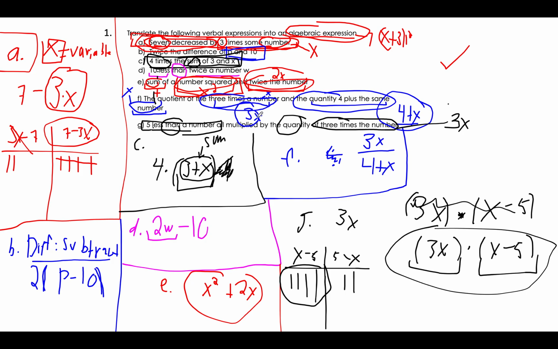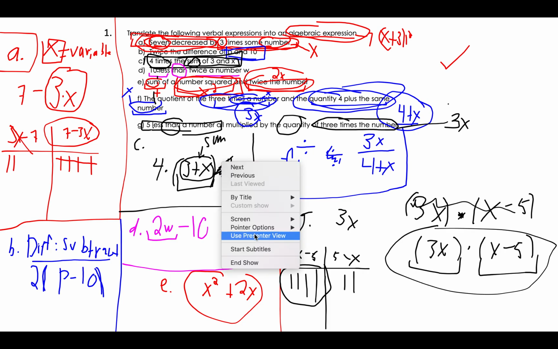Alrighty. For question F rather, this one says the quotient of 3 times a number, so that became 3x, and the quantity of 4 plus the same number, which is 4 plus x. So here we have 3 times the number, 3x, and the quantity 4 plus the same number is 4 plus x. We found the quotient there, and we know that quotient means to divide. So we divided the value 3x by our quantity 4 plus x. We had to find the quotient between this and this value here.